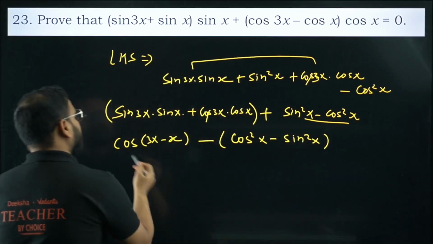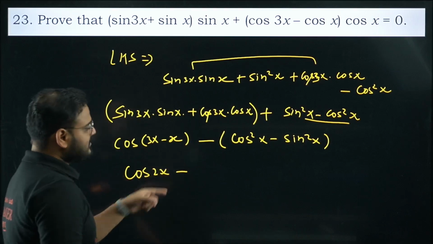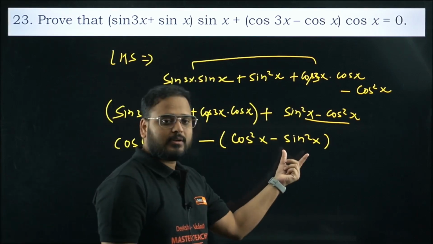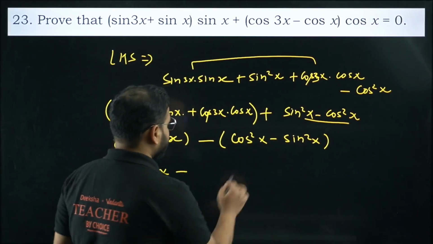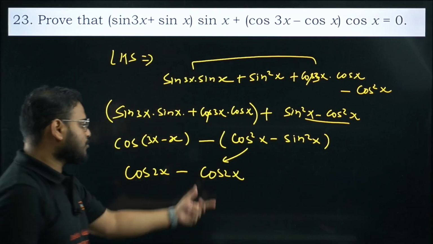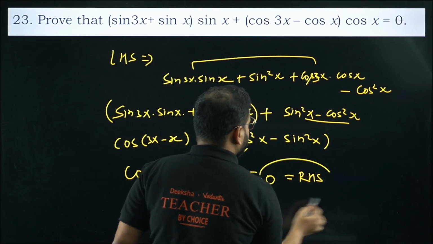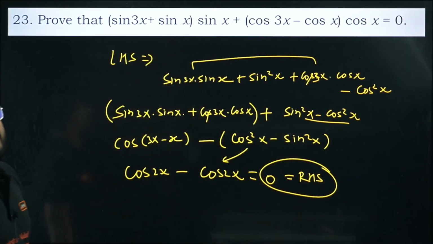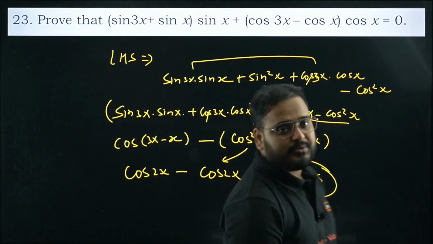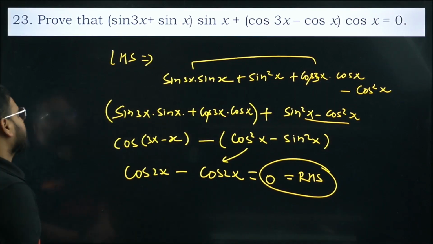Now check this out. Cos 2x is this. Minus sign is as it is. This minus sign, cos square minus sin square. What is that? Formula of cos 2x. This will become again cos 2x. What is that? Cos 2x minus cos 2x. Answer is 0, equal to RHS. We have proved it. Question number 23 is done. Have a look, then we'll move on to question number 24.